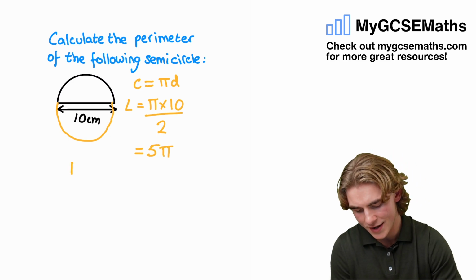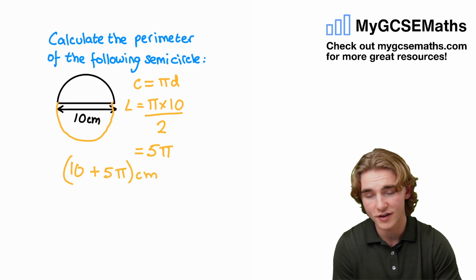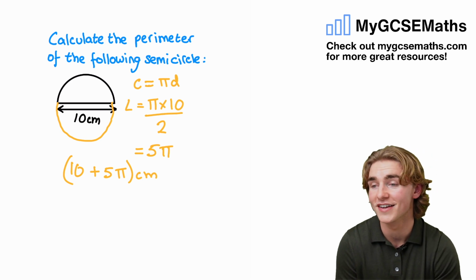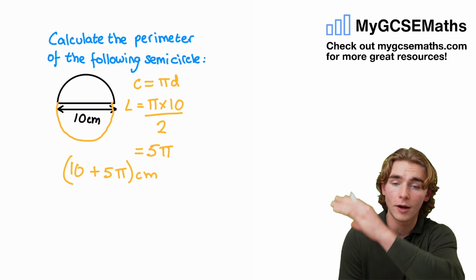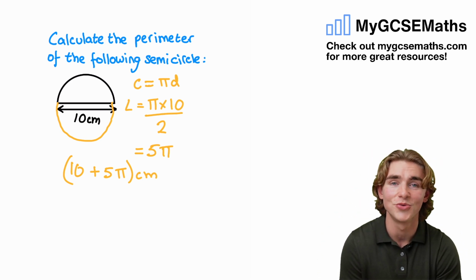So we're going to have 10 plus 5 pi centimeters as our overall perimeter for this semicircle. We had to consider that bottom side of 10 and the top arc length of 5 pi. That gives us our answer to this one.